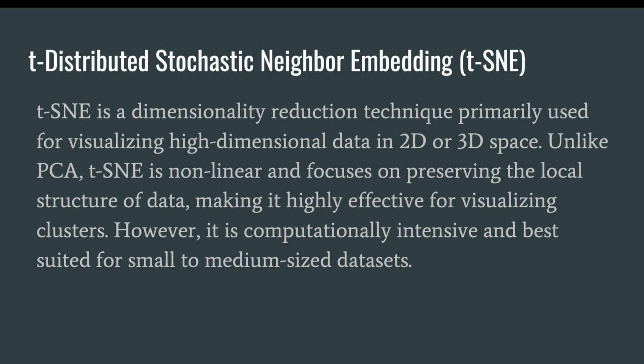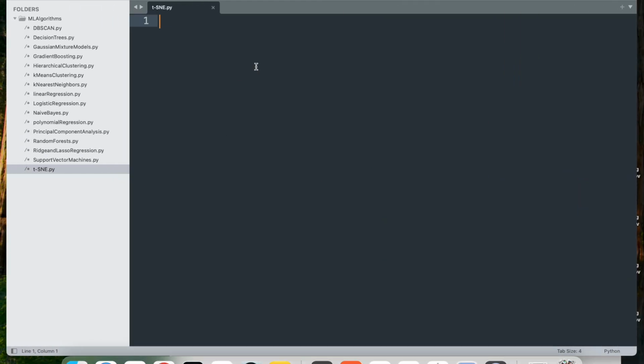Let's go ahead and implement this in Python. So I have a file already prepared. I'm going to go ahead and start. First, import necessary libraries. So from sklearn.manifold import TSNE. This imports the t-SNE class from scikit-learn's manifold module.